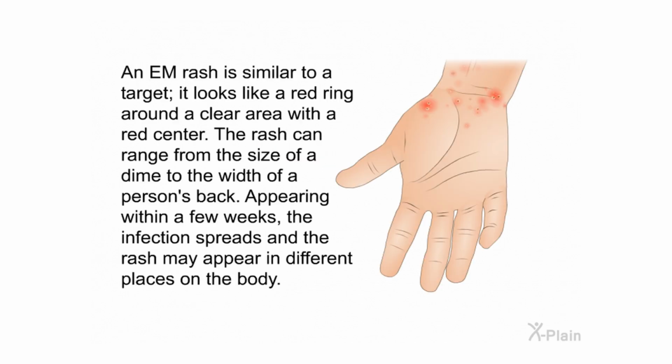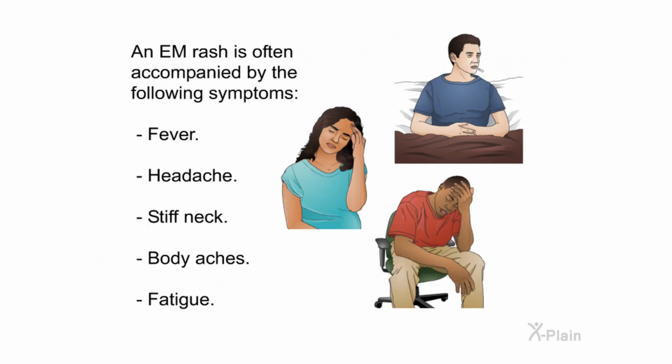An EM rash is similar to a target. It looks like a red ring around a clear area with a red center. The rash can range from the size of a dime to the width of a person's back. Appearing within a few weeks, the infection spreads and the rash may appear in different places on the body. An EM rash is often accompanied by the following symptoms: fever, headache, stiff neck, body aches, fatigue.